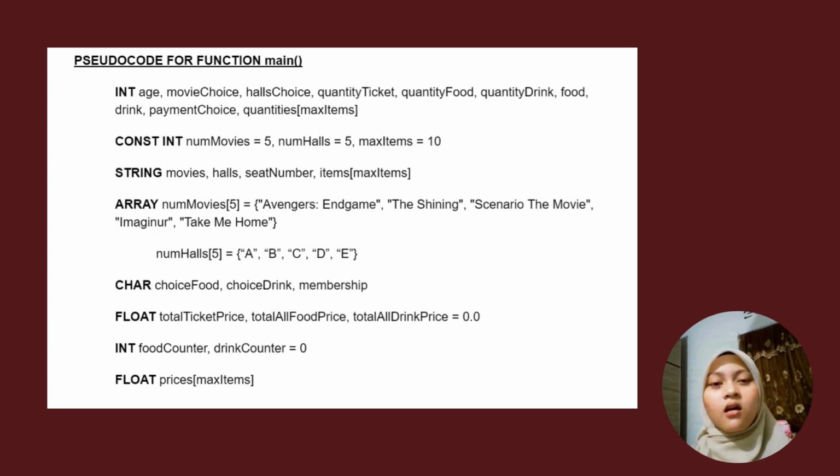For number of movies, halls, seat number, and maximum items, we will be using a constant integer which cannot be changed. And we use array for our movie titles and the number of halls available. For char, or character, we use it for variable choices of food, drink, and membership. The character will be either Y or N, standing for yes or no for each question given later. Float will be used for the total of ticket, all food, and drink price, also with prices for the items.